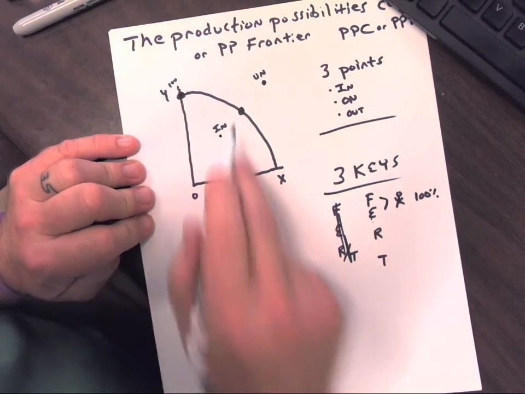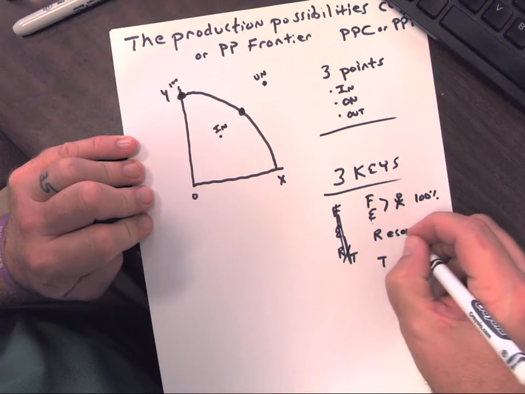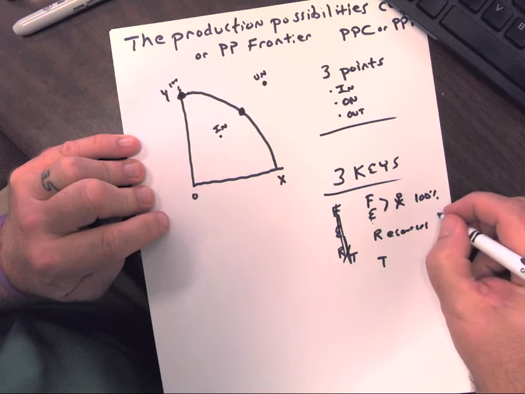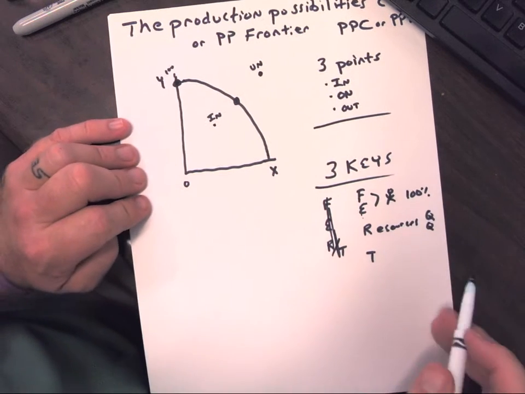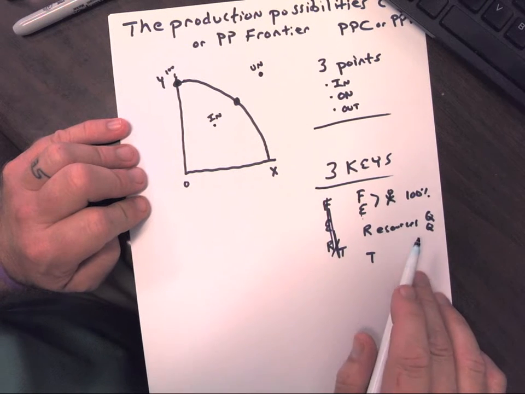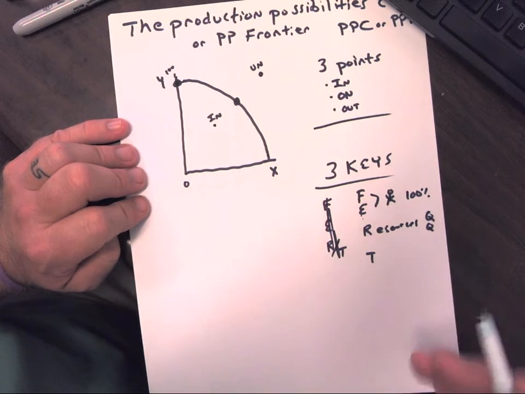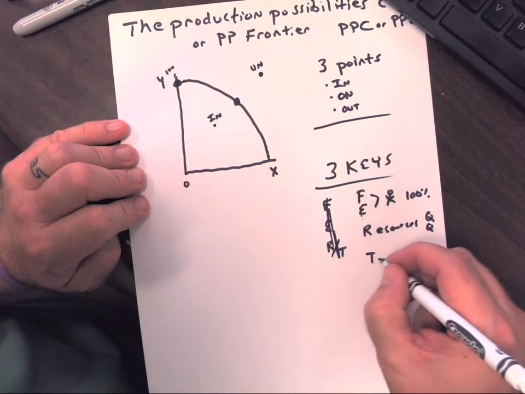This is in order to be efficient. We need all of our people working. Okay, our resources, this is our quality and quantity. That's Q and Q. Sorry, handwriting's not very good. Okay, so if all our people are working, our resources, like our water, our things from nature. Okay, so full employment, resources, and technology.